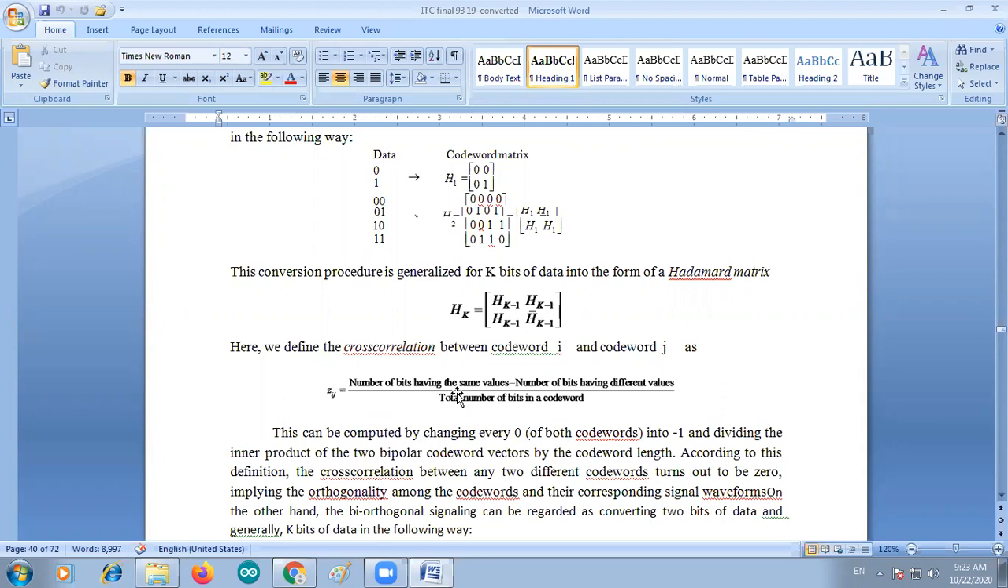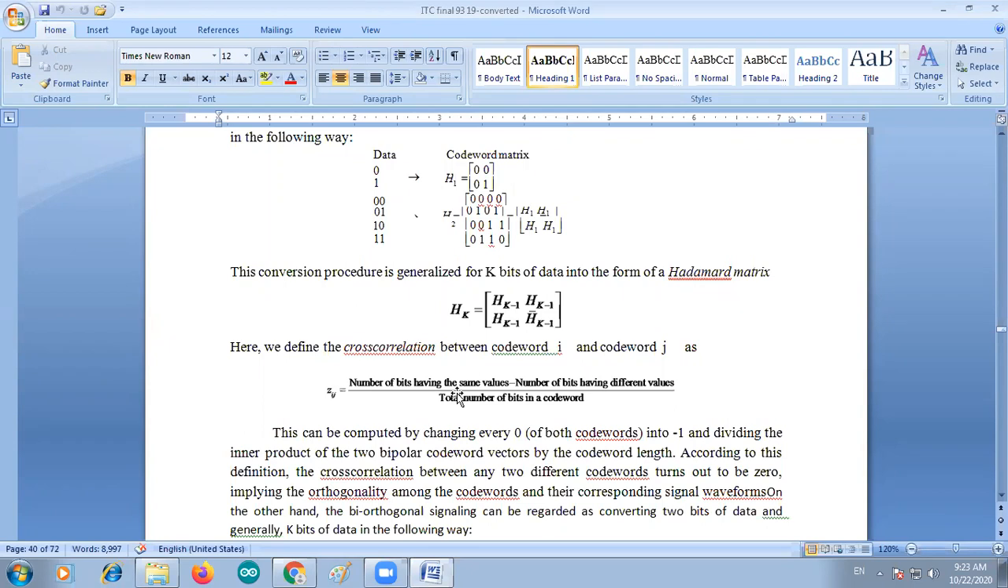Why do you use the better waveform? A better waveform means you can withstand the noise in the channel. In order to withstand the noise in the channel, you can design a better waveform. The better waveform is this code word matrix here. So that is in the form of waveform coding.